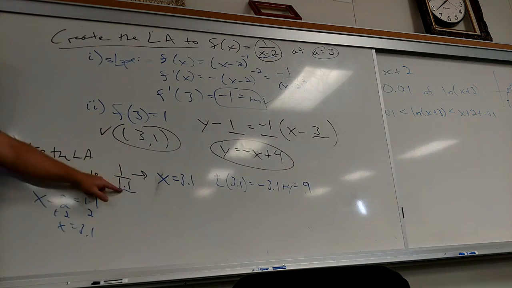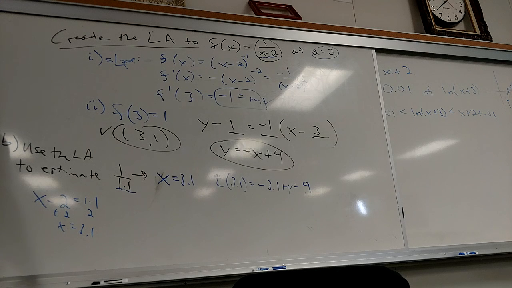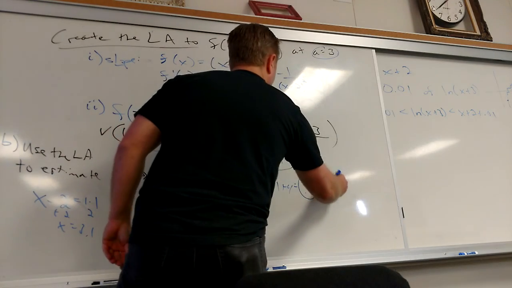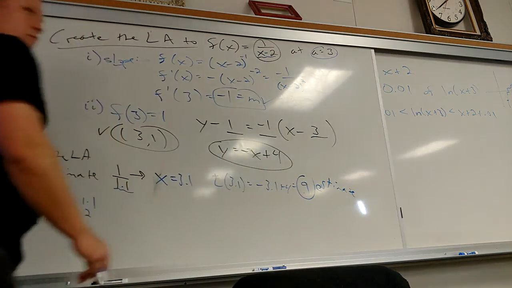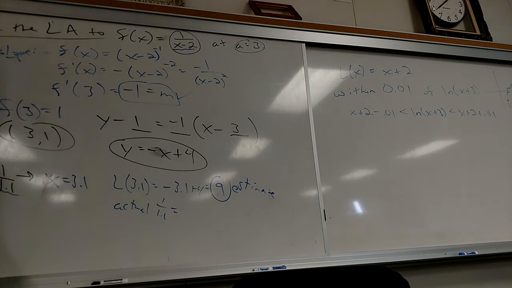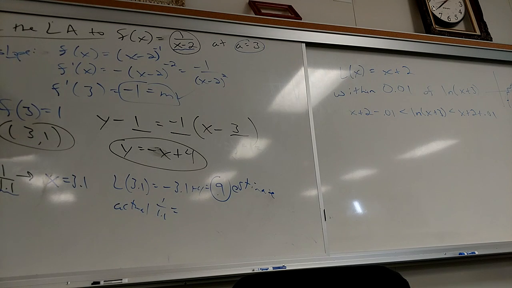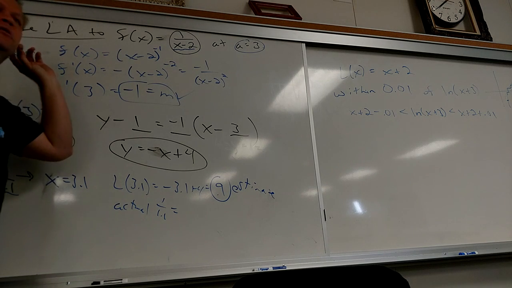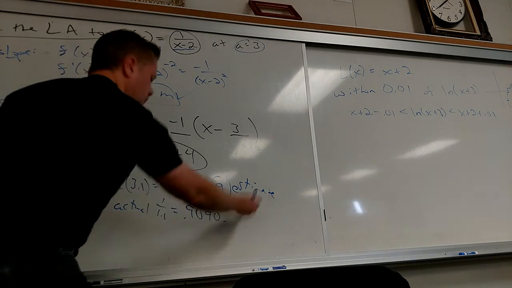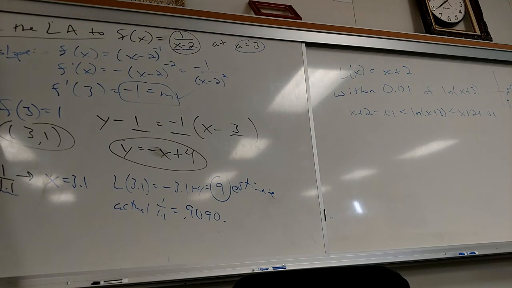Somebody help me out. What is 1 divided by 1.1? So this is the estimate. And the actual value, what are you guys getting? 0.90. 90, what is it? Oh, 9090, and it keeps going like that? I like it. So would you say that's a pretty good estimate?